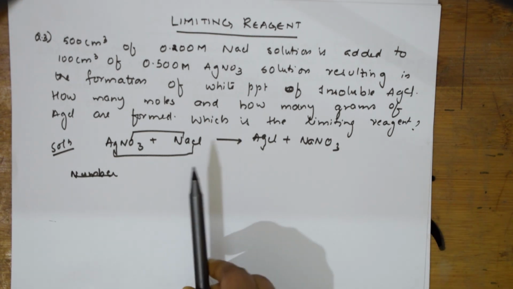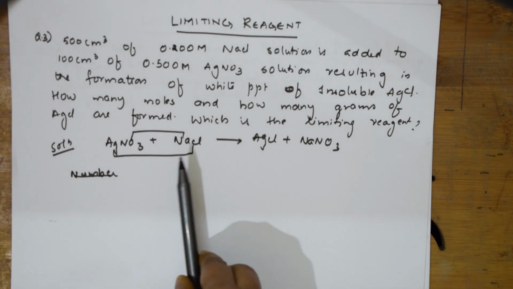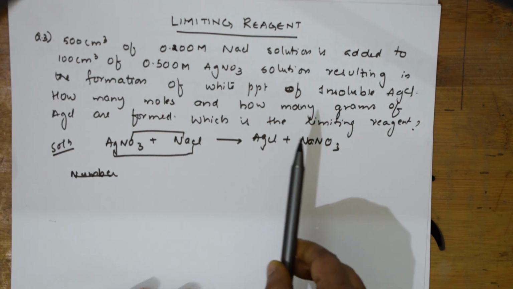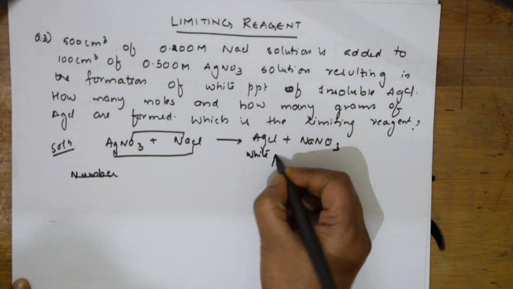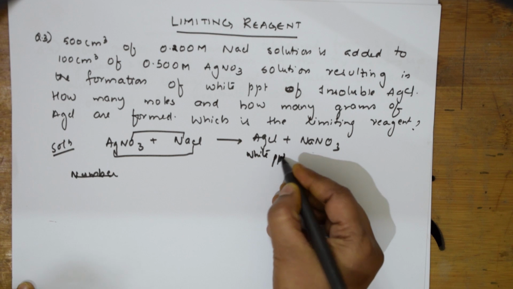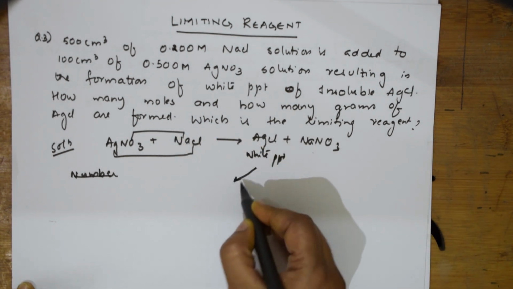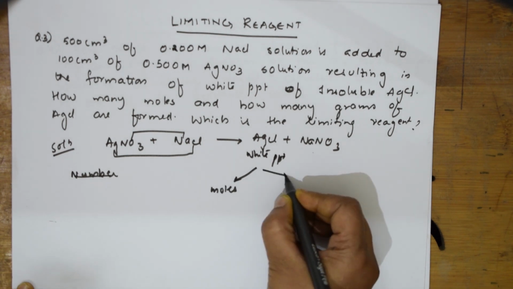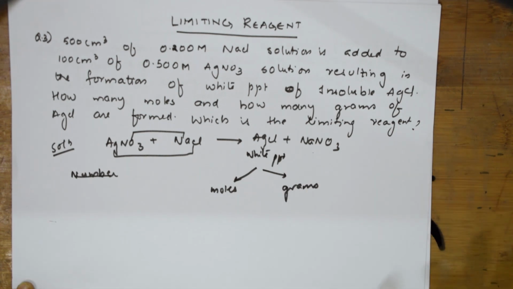So basically, what do they give us? They've given us silver nitrate. It reacts with NaCl and forms a white PPT of AgCl. Along with that, NaNO3 is formed according to this reaction. Now what should I find out? For AgCl, I need to find the number of moles, and I also need to find the mass in grams. This is my task now.